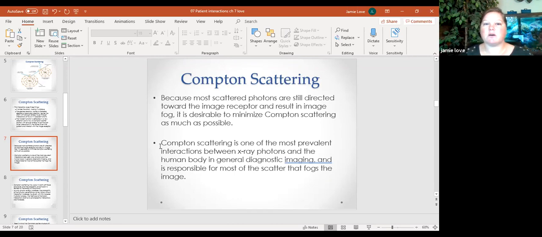Compton scattering is what causes fog on our image, and we want to reduce that as much as possible. We have things we're going to go over in another chapter that we use to reduce fog, and grids is our one big thing. We do other things too, but Compton scattering is the most prevalent interaction between X-ray photons and the body in our diagnostic imaging. It's responsible for scatter that fogs the image. So that makes our image look bad.